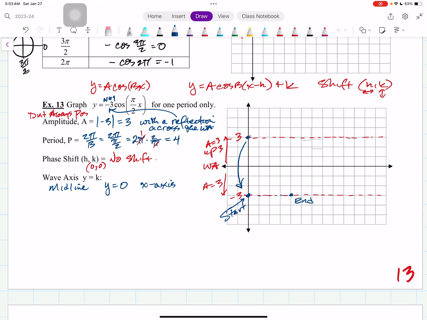Then we plot the other 5 points. We always plot 5 points. This function starts here, goes up to the wave axis, then to a maximum, back to the wave axis, and down to a minimum. Then you curve it. Let me draw that a little bit better. Here with the wave axis, it hits that max, and then comes back down. Again, these are not straight lines, these are curves. And there we go. That's one way to graph this function.